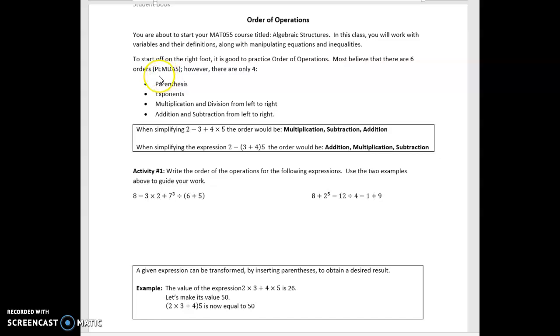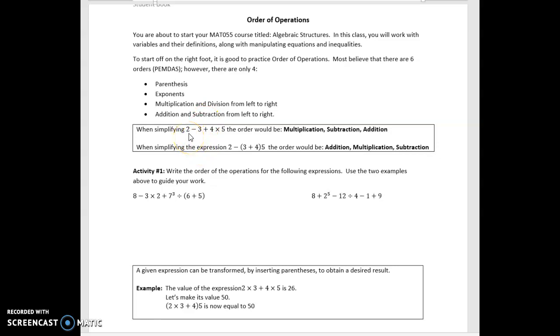Many people may remember this idea of PEMDAS, but it actually might be a little more confusing than just PEMDAS, because although parentheses and exponents are first, multiplication and division have equal weight, and so it's not that multiplication happens before division, it's just whichever one comes first when you read from left to right. This is the same thing with addition and subtraction.